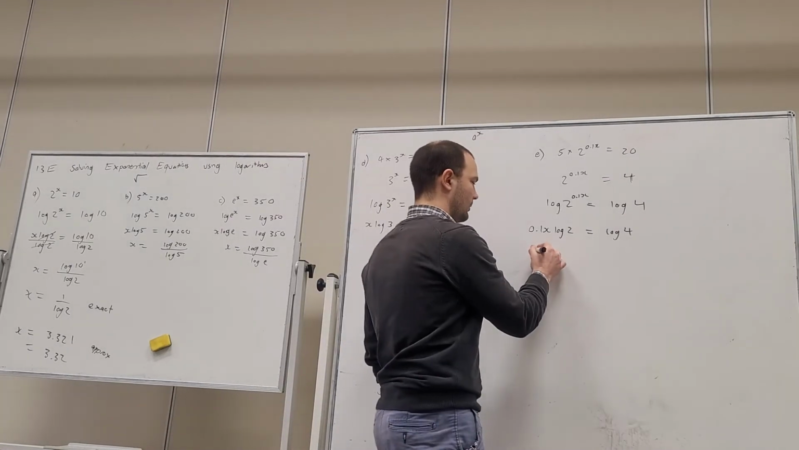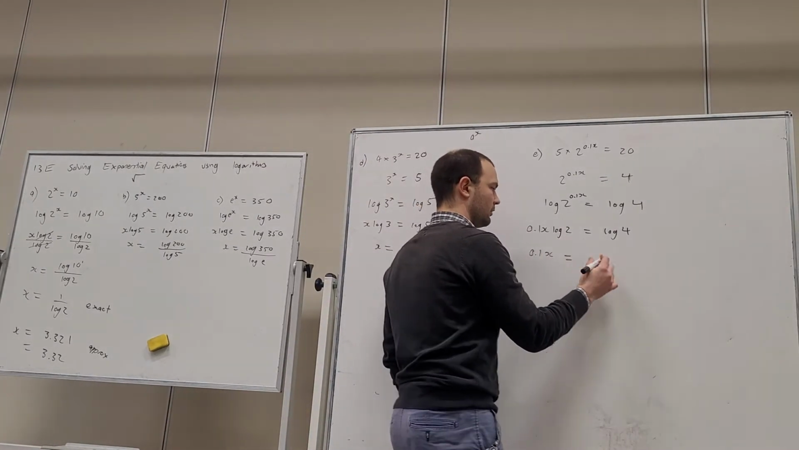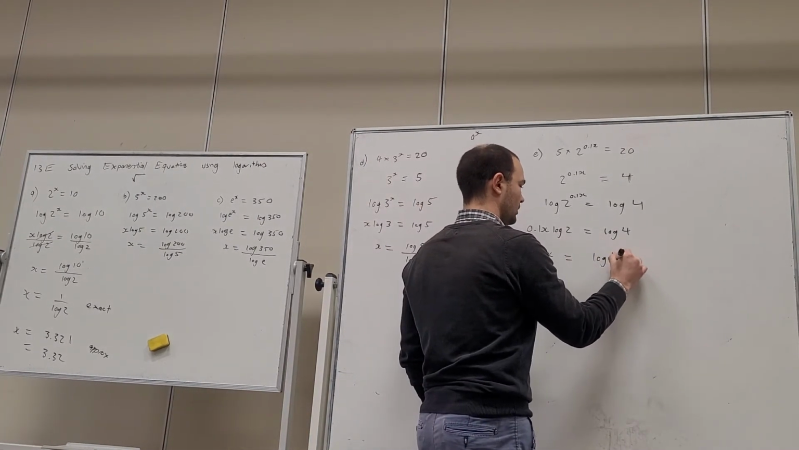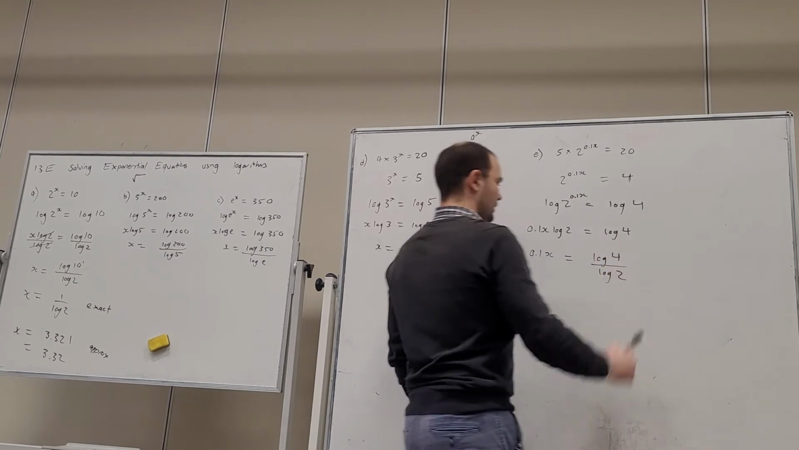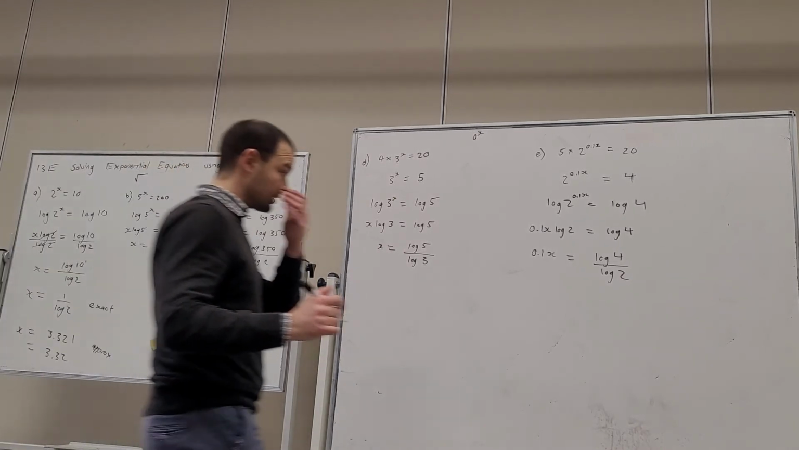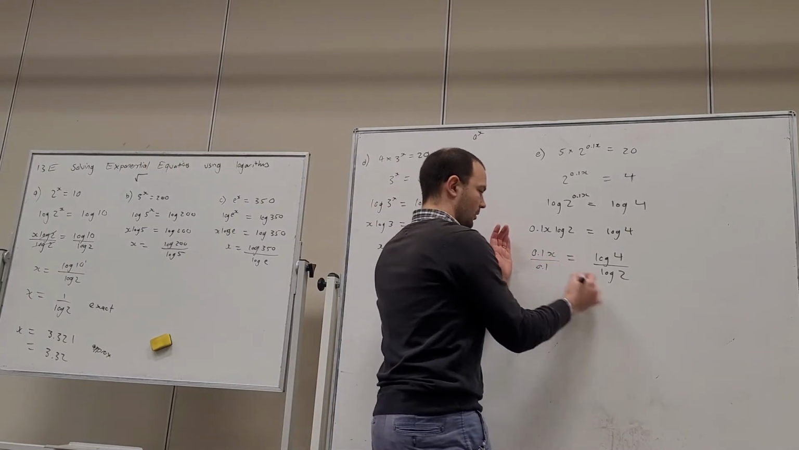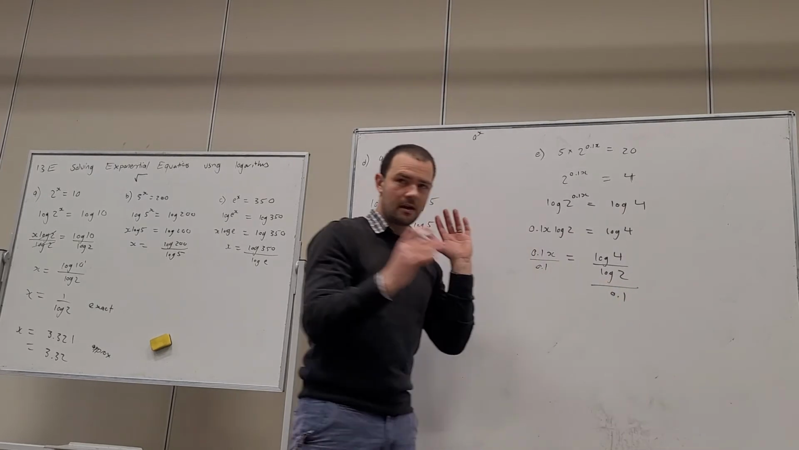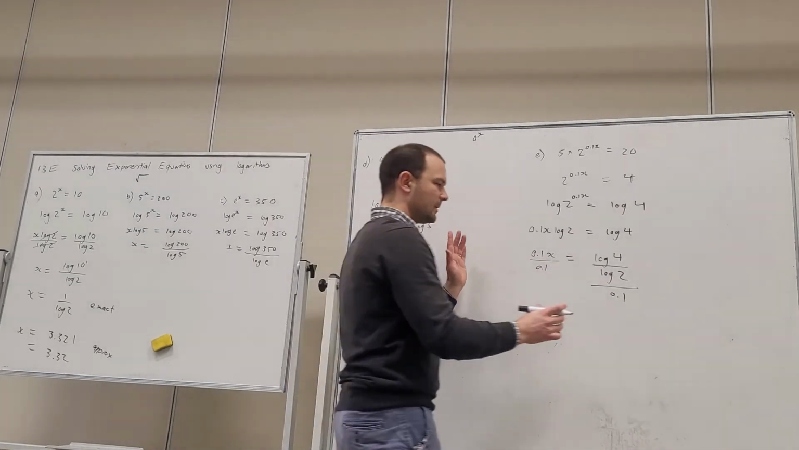We'll divide both sides by log 2. So you can see we've got 0.1x equals log 4 on log 2. Now that's 0.1 times x, okay? There's two ways you can think about getting rid of it. You could think, oh, we're just going to divide both sides by 0.1, okay? And yes, that would generate the answer, but it's a bit clunky, all right?